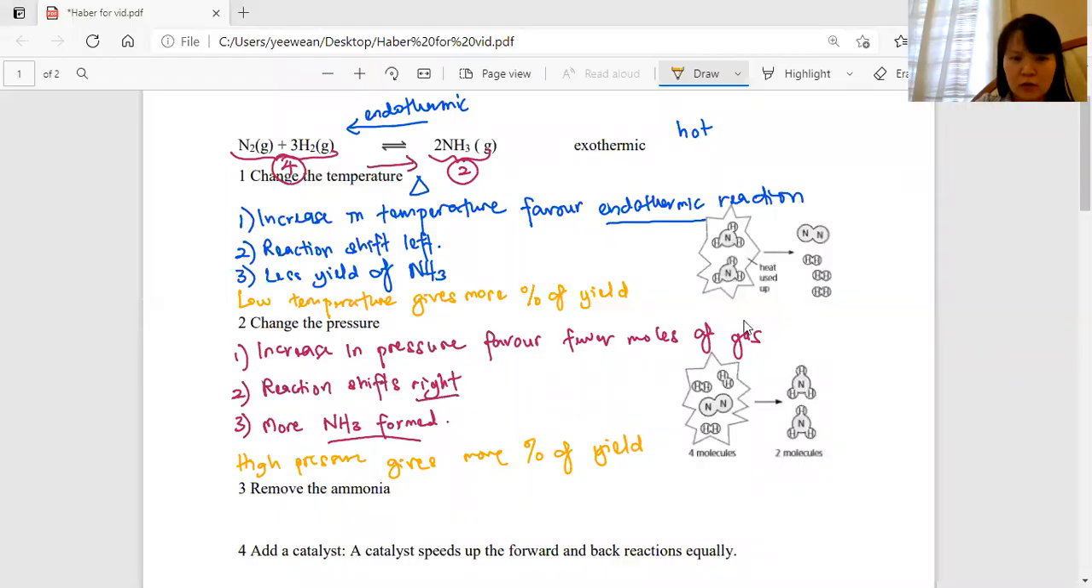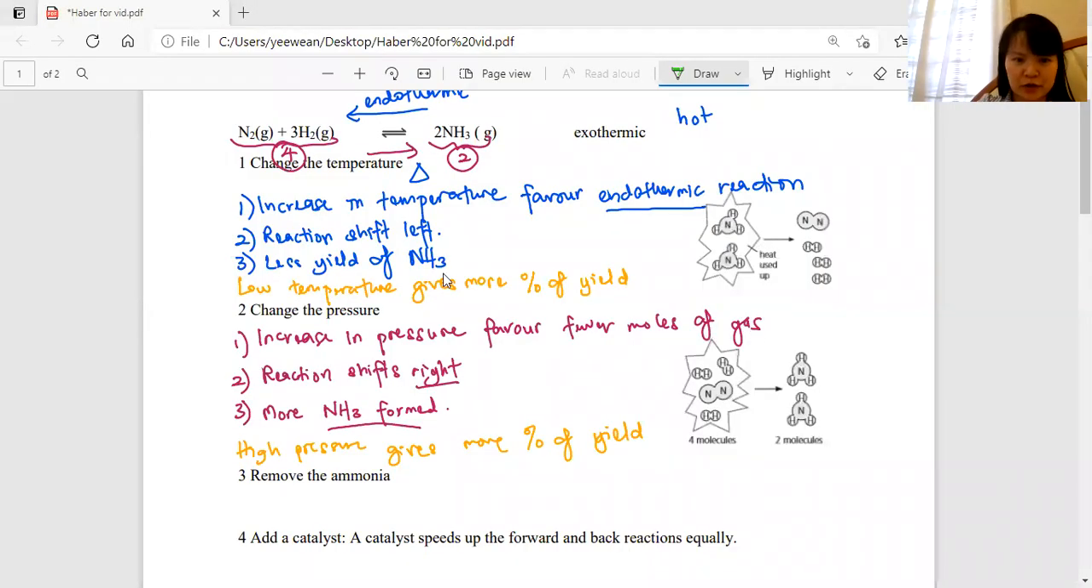So I can say that low temperature gives me more percentage of yield, and also high pressure gives me more percentage of yield. But wait, don't stop there because that's not the end of our discussion yet. We'll go back to the temperature and pressure in a while. Let's see what happens if we remove the ammonia. This is an industry, so definitely they're going to take out the ammonia so that they can sell it. So if I keep removing the ammonia, then it's not at equilibrium anymore. I've disturbed the equilibrium. So this system will try to form more ammonia. So the reaction is going to shift to the right.